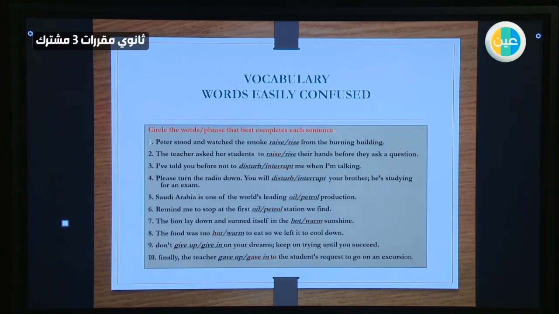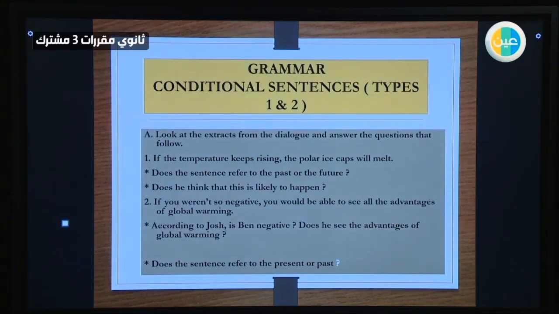This is the difference. Okay, now let's go to the grammar, the second part, conditional sentences type 1 and 2. A: look at the extract from the dialogue and answer the questions that follow. Here we have some sentences with if. Let's try to understand them. If the temperature keeps rising, present, the polar ice caps will melt, future with will. Does the sentence refer to the past or future? Of course, the future. Does he think that it is likely to happen?